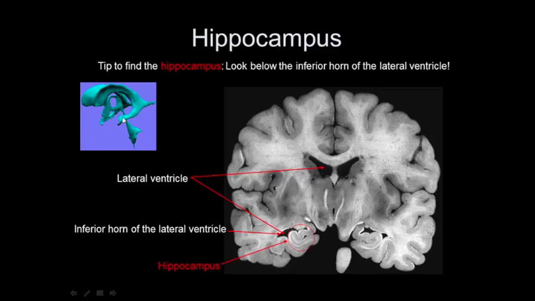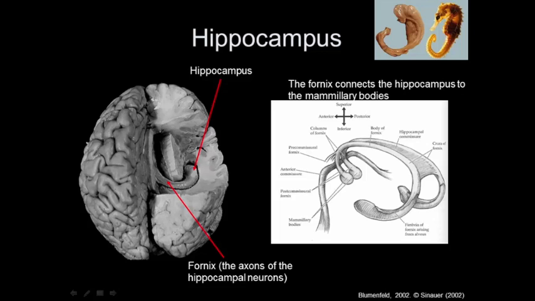So what I'm telling you here is that you have to look for this inferior horn, which is here, and just below it, this is kind of a little bit pushed to the side, but just below the inferior horn of the lateral ventricle, that's where you find the hippocampus. And by the way, it's called hippocampus because it kind of looks like a seahorse. See?